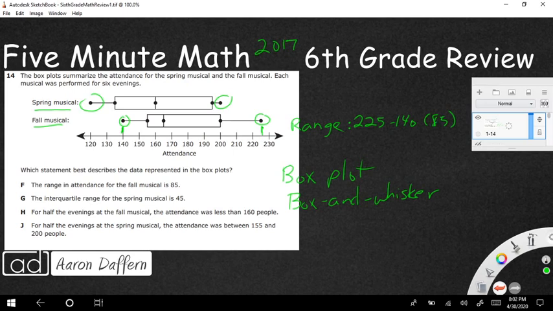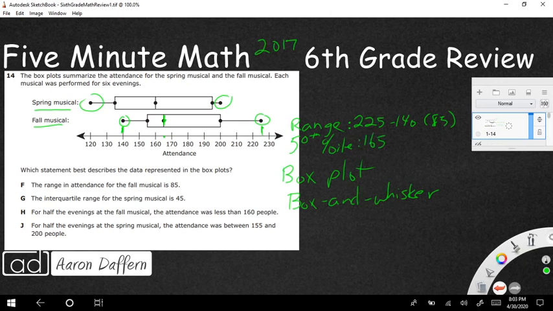Now, this middle dot inside the box, it doesn't have to be in the middle of the box, but it's got this line right here. This is what we call the 50th percentile. So that's the exact middle of this particular data set. We don't even know how many numbers are in the data set for the fall musical. Could be 10, could be 1,000. But it's this right here that is the 50th, the midpoint. So we're going to call that 165.